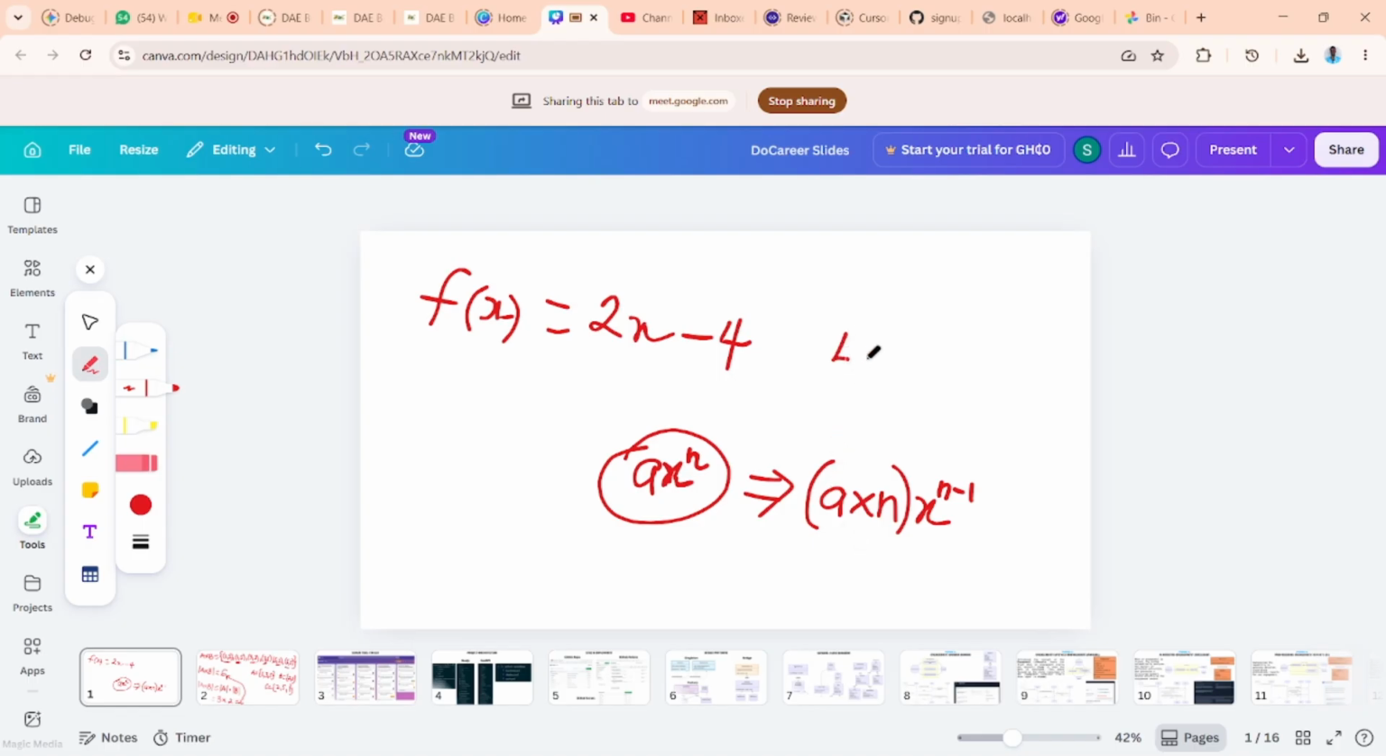For example, if I have 4x squared to differentiate, then we need to do 4, which is the a here, times the power 2, which is coming down, x, and the power is 2 minus 1. And then that will give us 8x to the power 1. If it is to the power 1, we don't actually write it, we just write 8x. So the answer for this differential is just 8x.